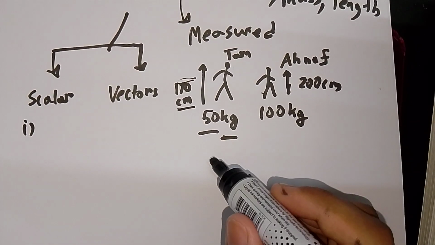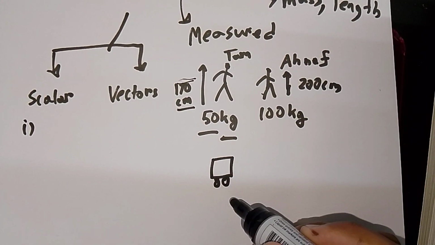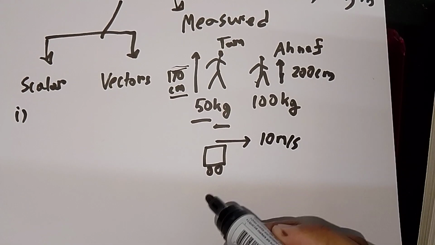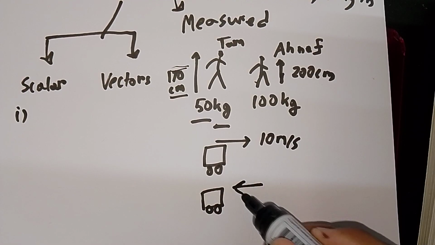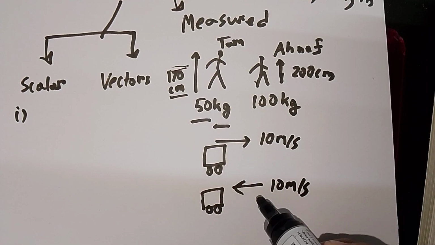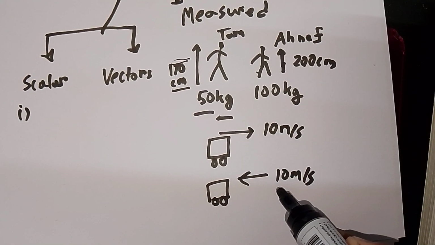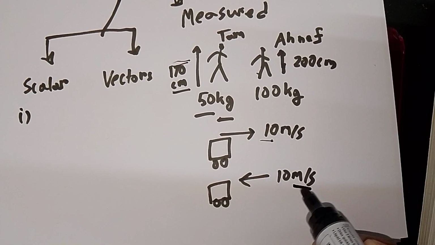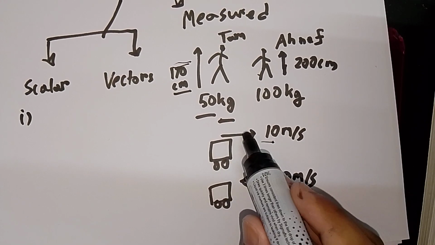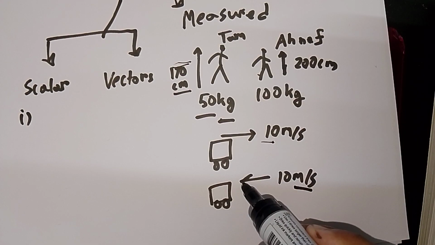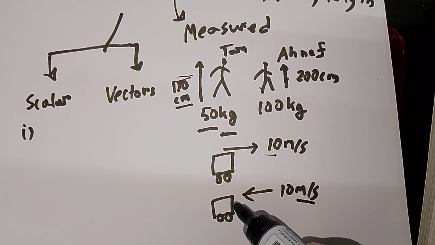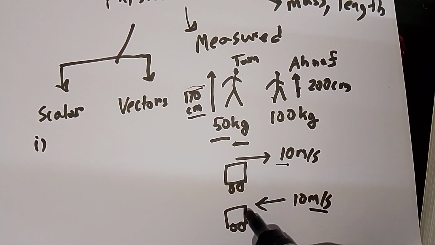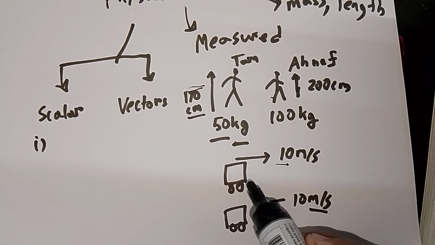However, there are some quantities that require more than just those things. For example, a car moving at 10 meters per second to the right and a car moving at 10 meters per second to the left aren't the same thing, right? These two are different quantities. And how they differ is not by value or unit, rather by direction, because this one is moving to the right and this one is moving to the left. So there are certain quantities where you don't just need a magnitude, you also need a direction. We essentially call these types of quantities vectors.